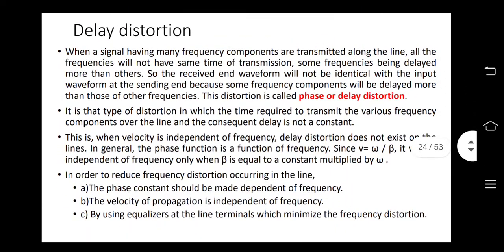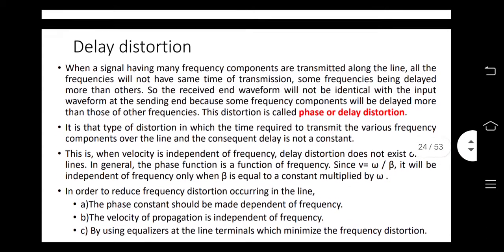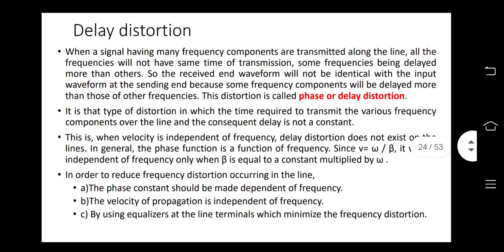Delay distortion. When a signal having many frequency components is transmitted along the line, all the frequencies will not have the same type of transmission. Some frequencies are delayed more than others, so that the received end waveform will not be identical with the input waveform. Some frequency components will be delayed more than the other frequencies. So this distortion is called phase or delay distortion.